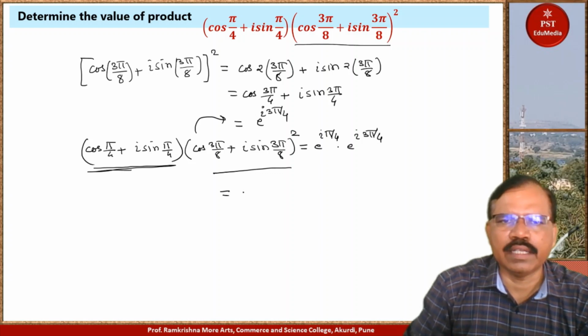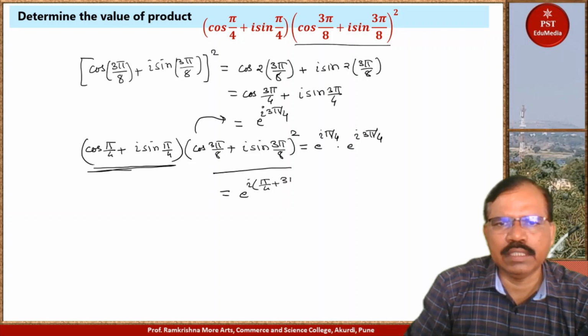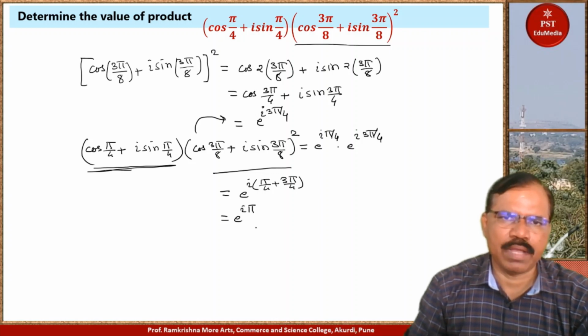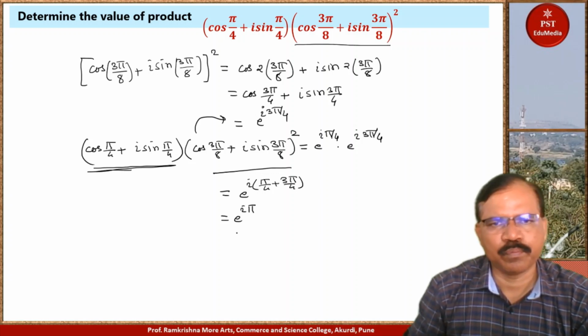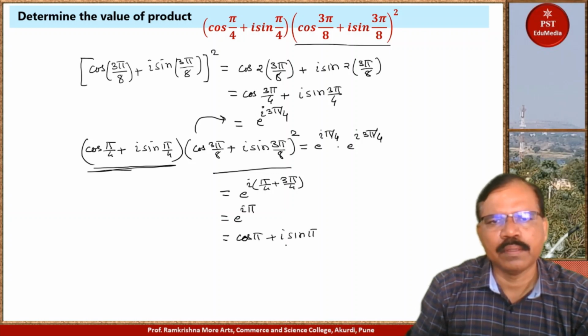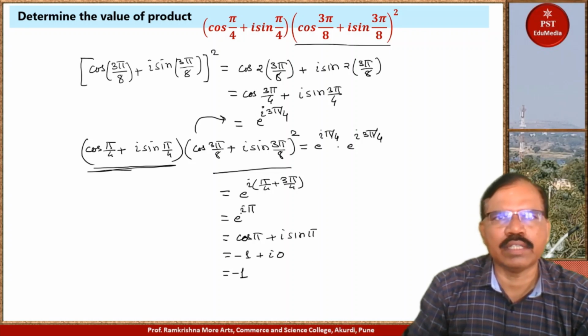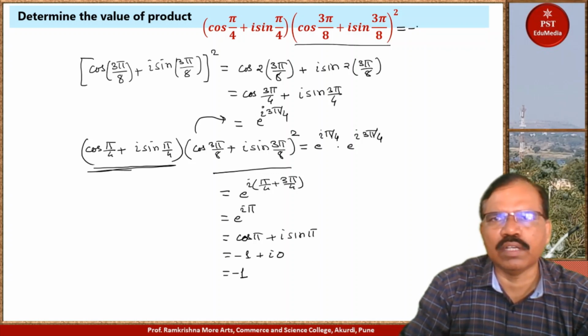So we get here e raised to i pi by 4 plus 3 pi by 4. So we'll get here e raised to i pi, 4 pi upon 4. So e raised to i pi, that is cos pi plus i sin pi. Cos pi is minus 1, sin pi is 0, so result is minus 1. So the product of this bracket is equal to minus 1.